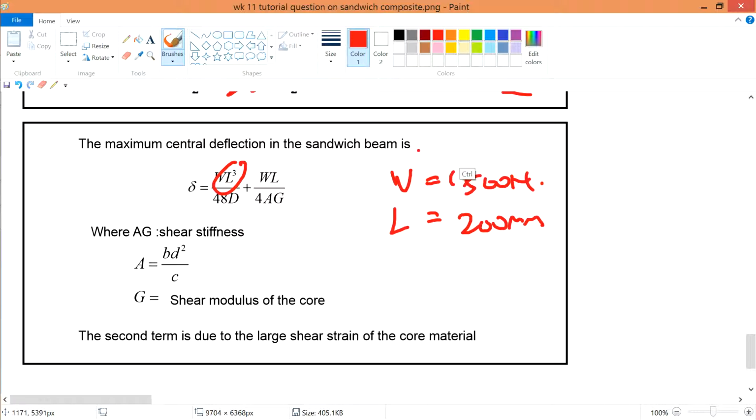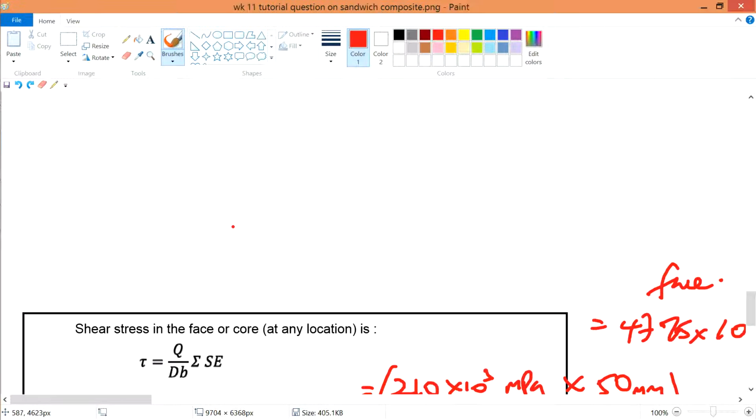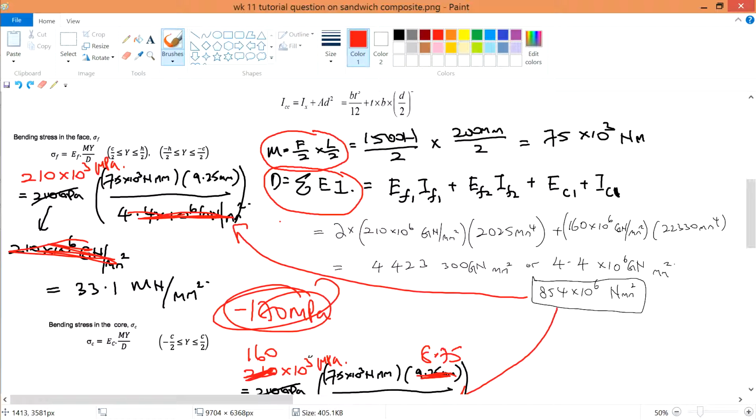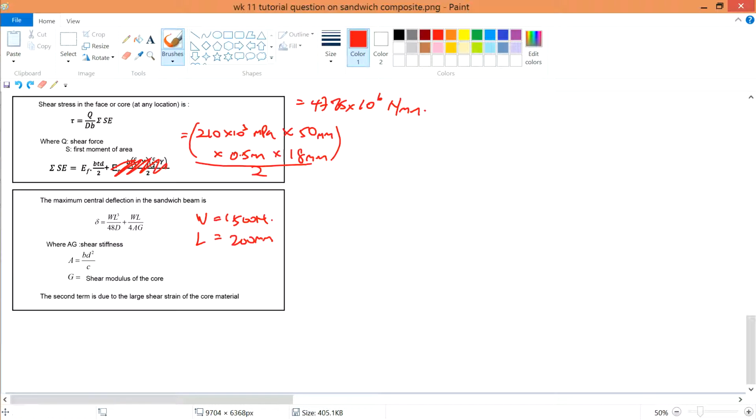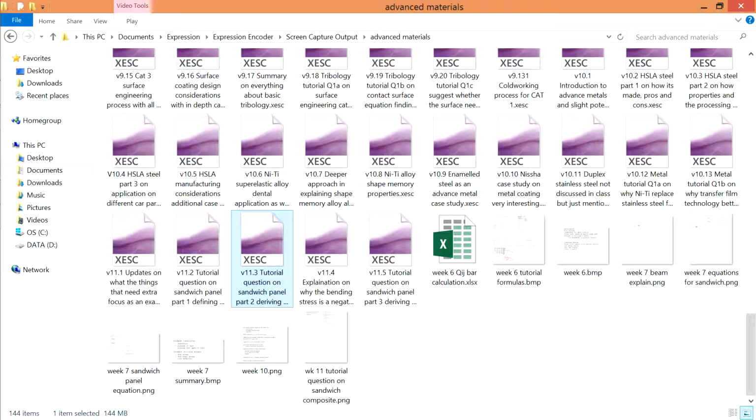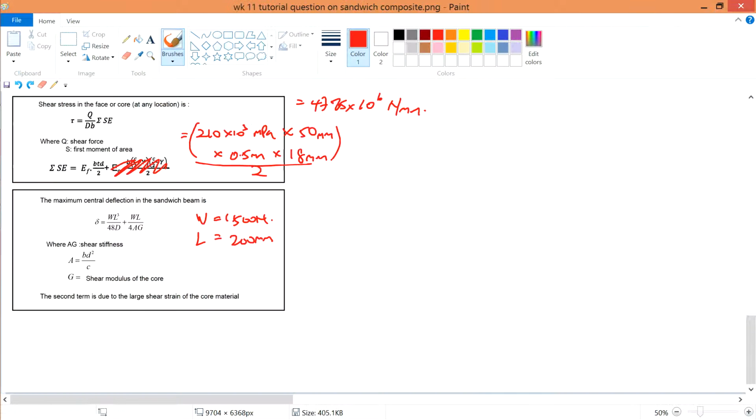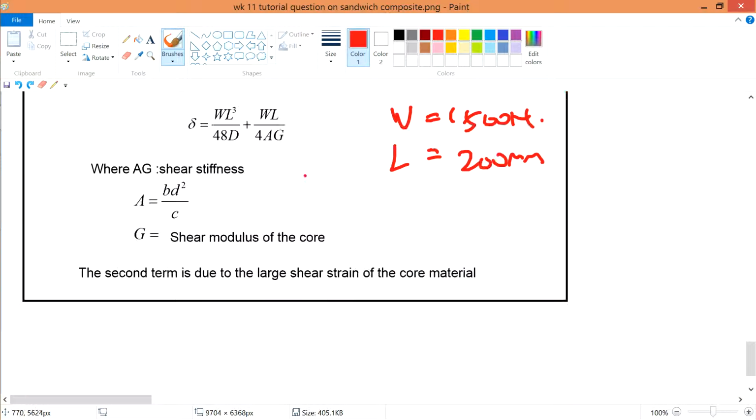W and L are these values I've explained to you. D is the flexural rigidity, giving us problems always. This is the D that we have derived. If you want to know more, you can head back to the shear stress and bending stress video 11.3. We know the value of D already, which is that value. Then now it's only to calculate G, and in fact A also.